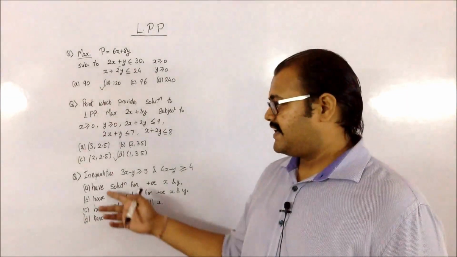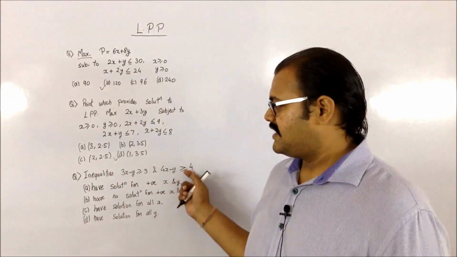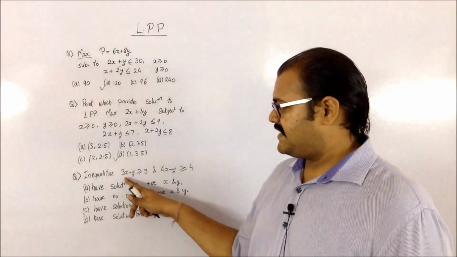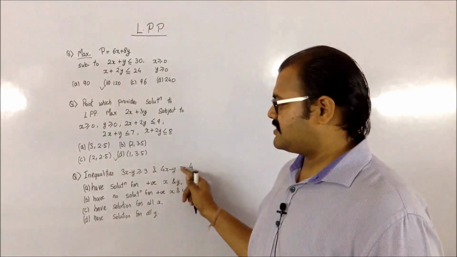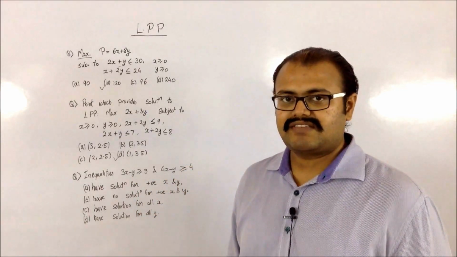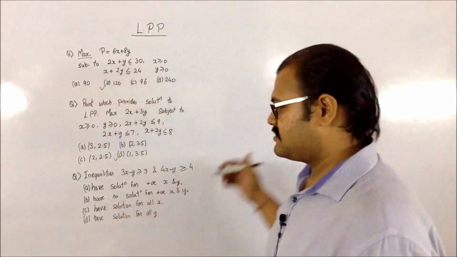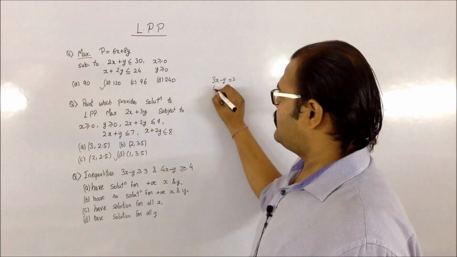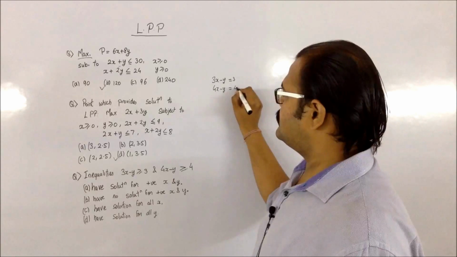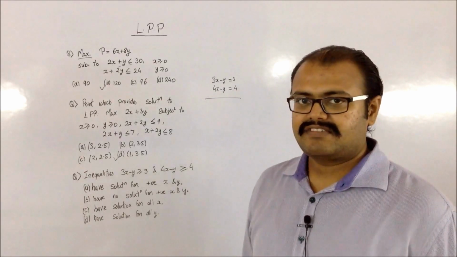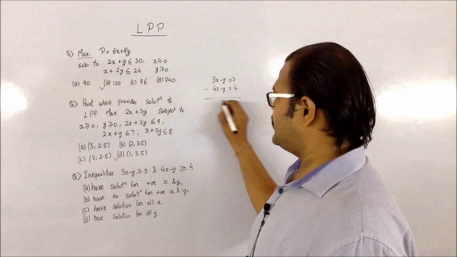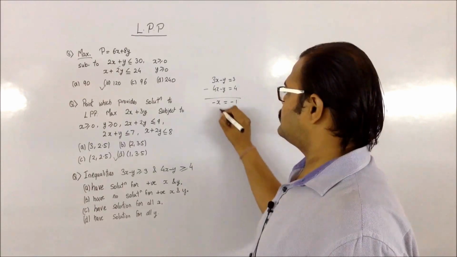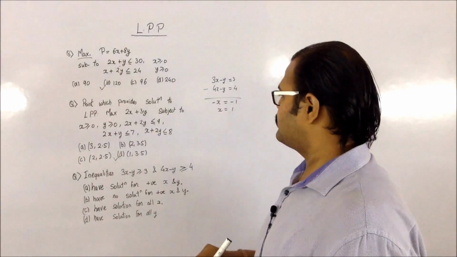Looking at this one, inequalities are given to me and I have to find which of the conditions given is true. Now my 3x minus y is equal to 3 and 4x minus y equals 4. So basically I have to solve both of them simultaneously. So I'll be getting 3x minus y equals 3 and 4x minus y equals 4. When I solve this, if I subtract, I'll be getting minus x equals minus 1. So I'll be getting x value as 1.